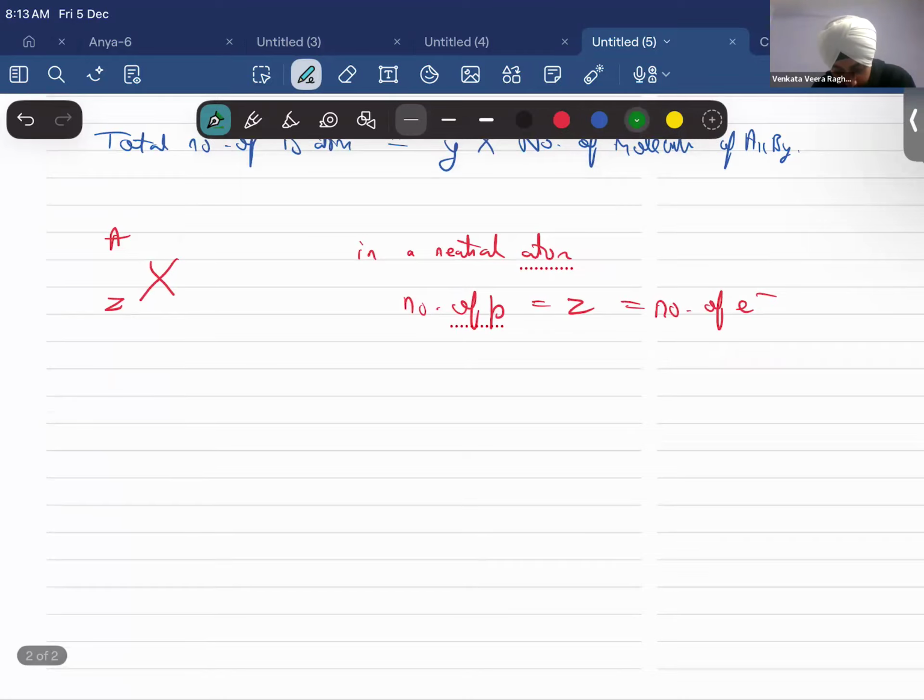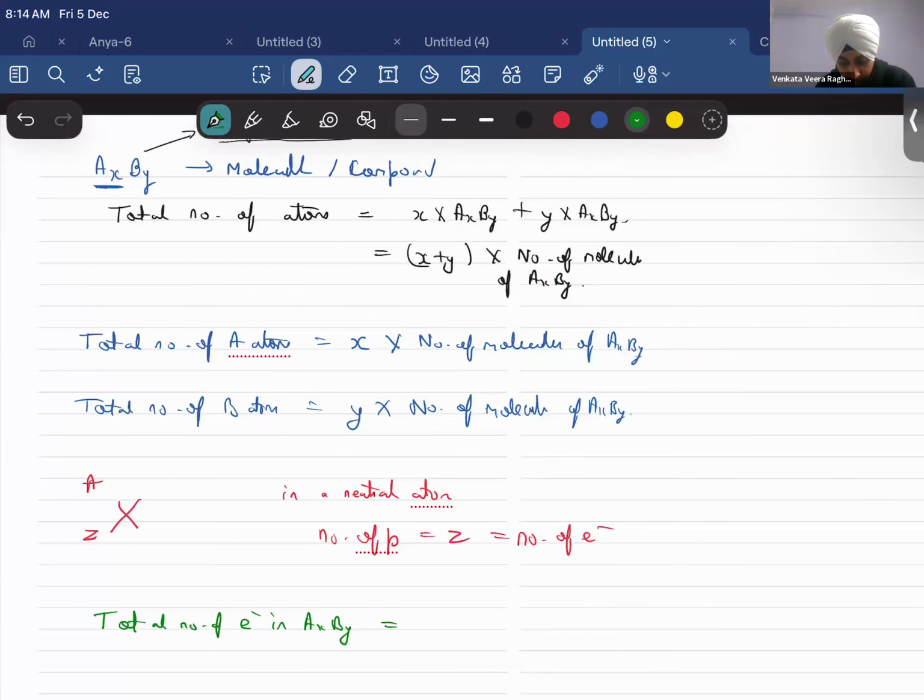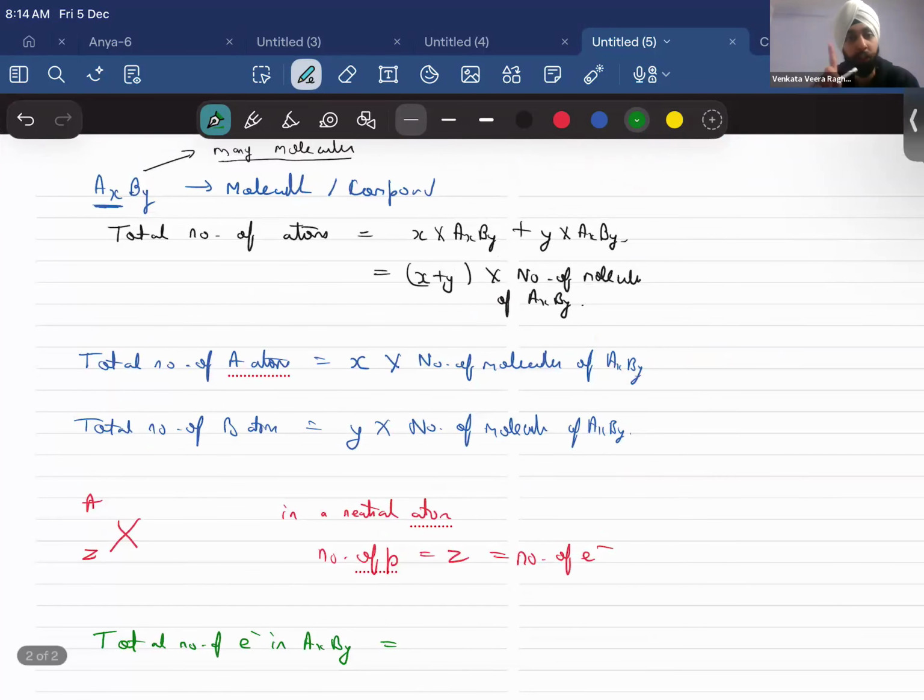If you are agreeing with this, then can you tell me the total number of electrons in AXBY? How much will it be? Just try to find it out. I am repeating, I am not having just one molecule of AXBY. I am having, let's say, n molecules of AXBY, or many molecules of AXBY. So how many total electrons will be present in AXBY as a whole, in many molecules of AXBY? Can you tell? Think a little, think.